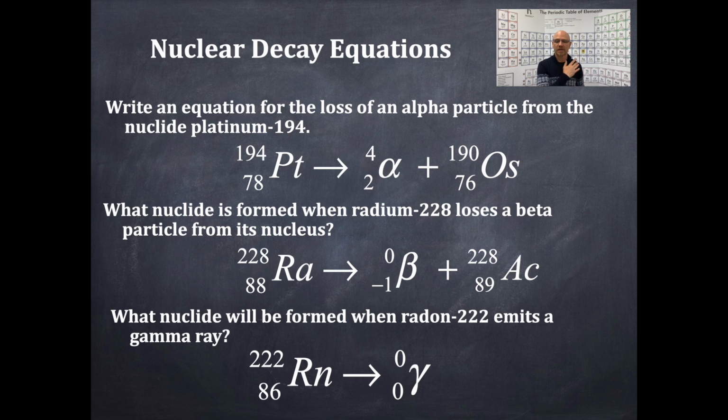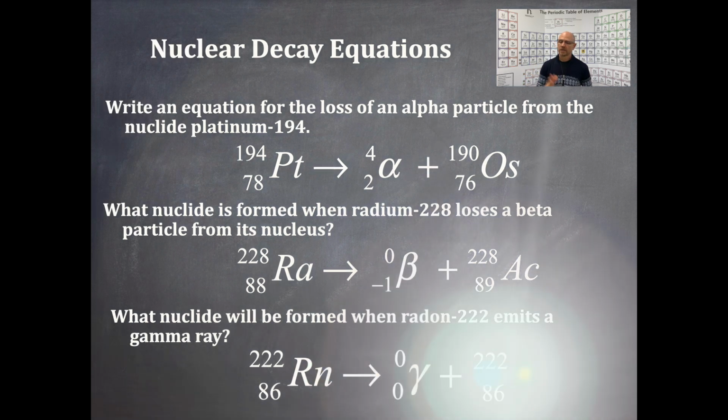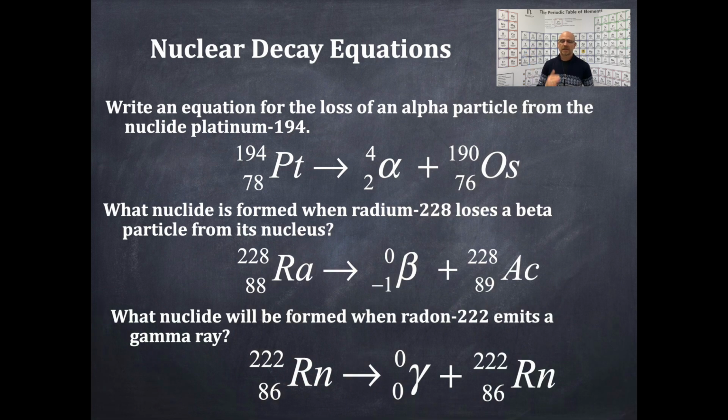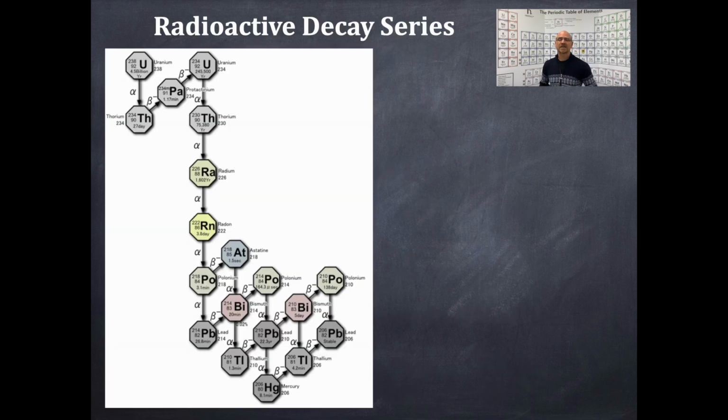I'm going to look on my periodic table. Wait, no, it's right there. 222 minus 0 is 222. 86 minus 0 is 86. Piece of cake. So it's radon-222, element 86. You didn't even have to look at your periodic table to find that element at all. You do know that the product of radon-222 is lower in energy because it has emitted a gamma ray.